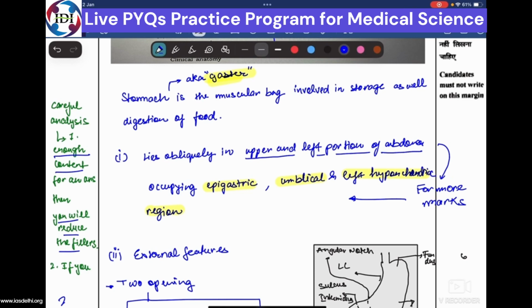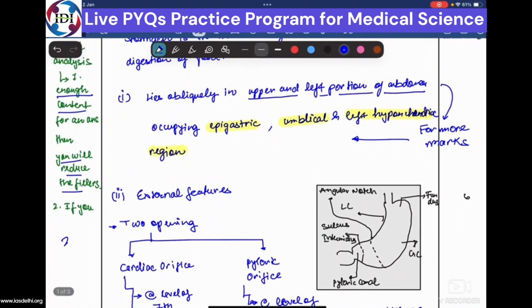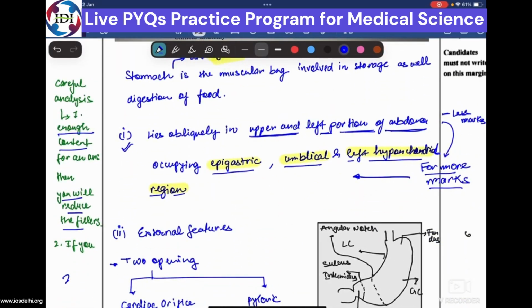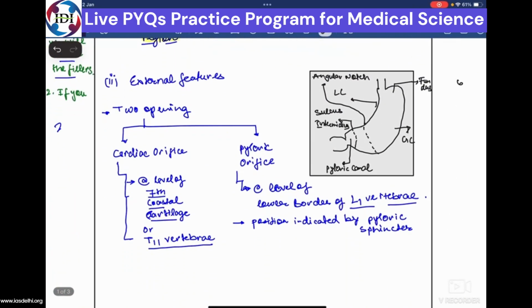Then if you go above, you see the first thing it is asking about is location. Now you can either simply write that it lies obliquely in the upper and left portion of the abdomen, but this will fetch you fewer marks unless you are very specific that it occupies the epigastric, umbilical and left hypochondrial region. With this your first part is answered. The second thing it asks about is the external features, right? So for external features we may start with 2 openings. One is your cardiac orifice, the other one is your pyloric orifice.